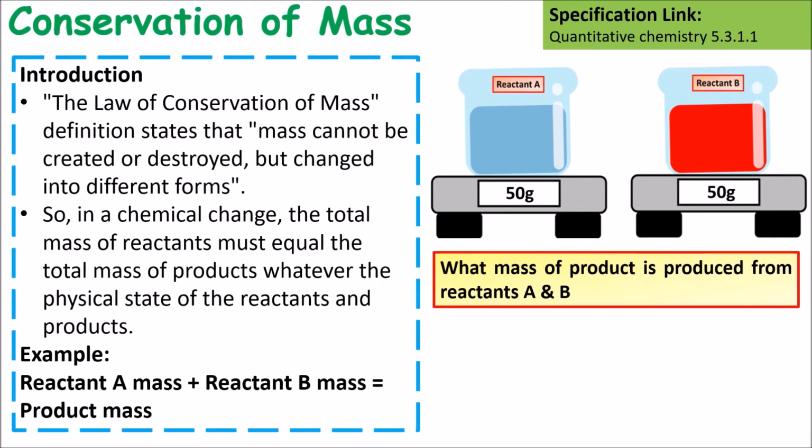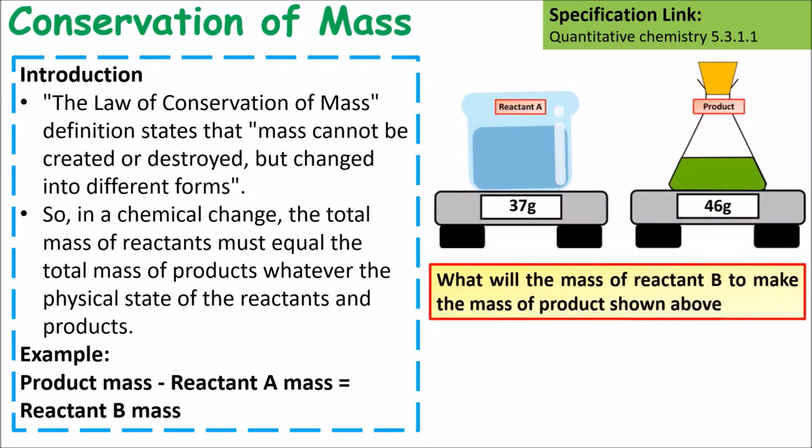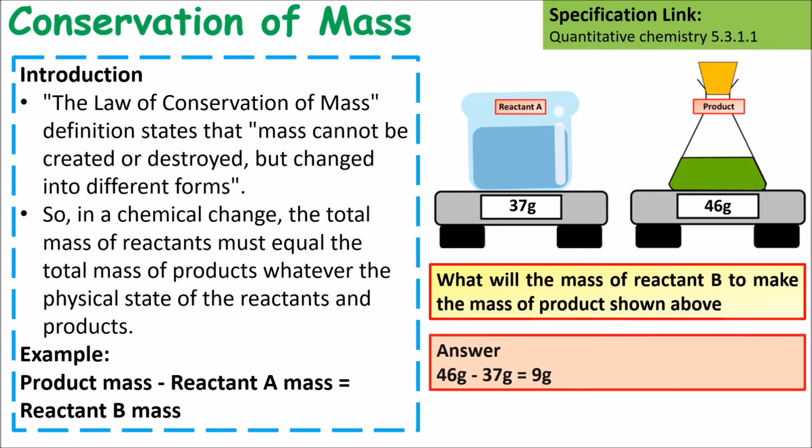So, if we look at this example, if we're working out the mass of the product produced when reactant A reacts with reactant B, it must be 50 plus 50, which would give you 100 grams. If you were working out what the mass of reactant B would be to make the mass shown in the product, you're going to do the product minus reactant A, which means that the other reactant must be 9 grams.